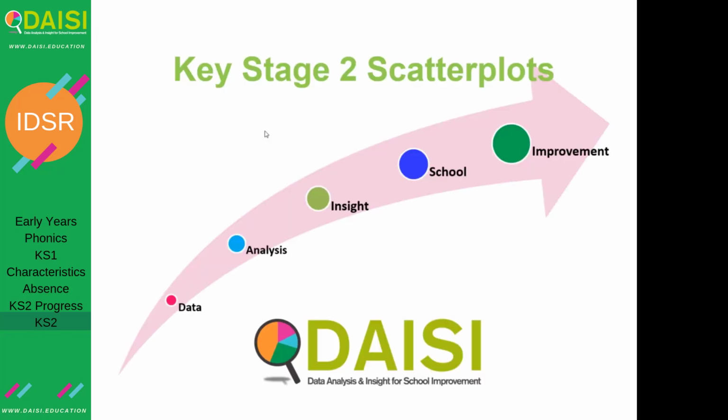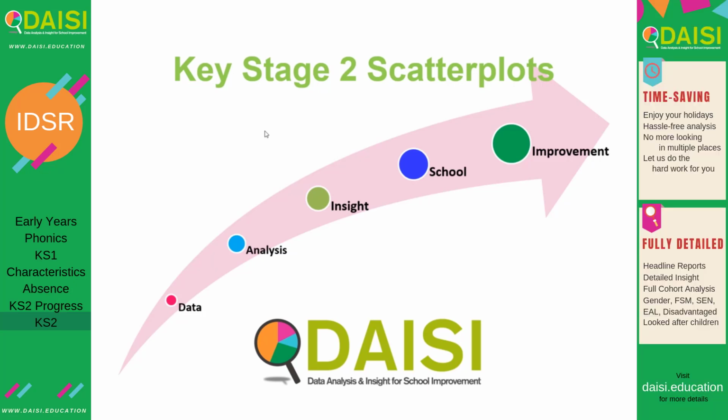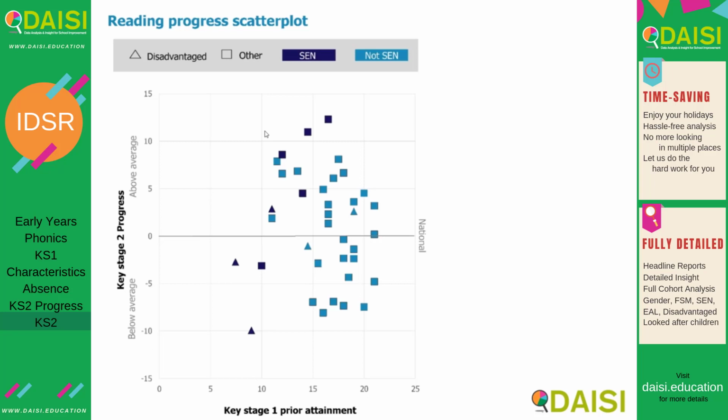Turning to the scatter plots, I wondered whether Ofsted would remove the scatter plots from the IDSR because now there is this floor level, this minimum amount that your pupils can have in terms of a progress score when calculating your school's progress. Well, it turns out I was half right. Ofsted have removed the attainment scatter plots but have kept the progress scatter plots. So here's an example of a progress scatter plot.